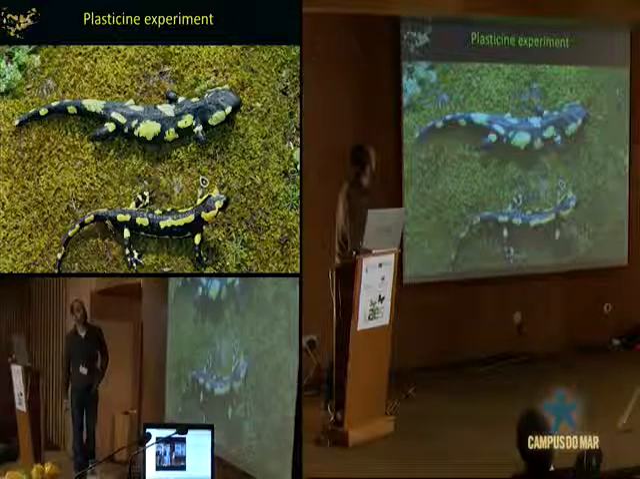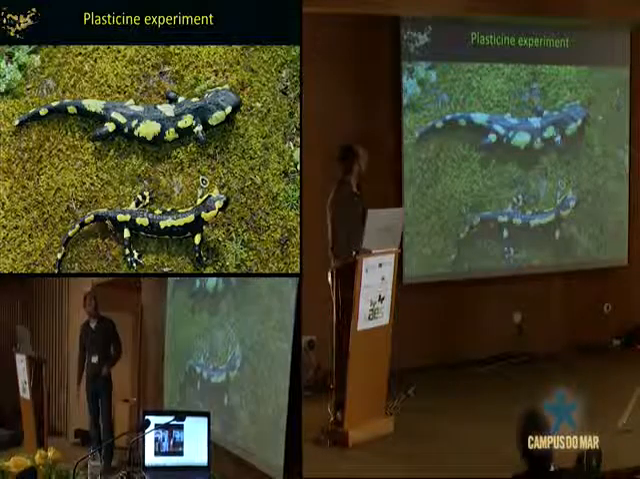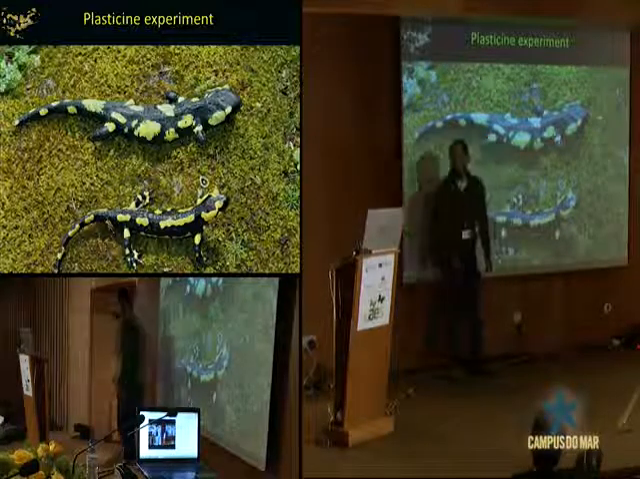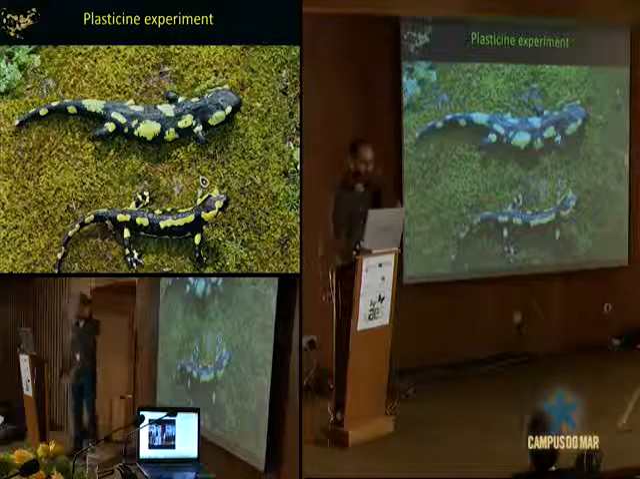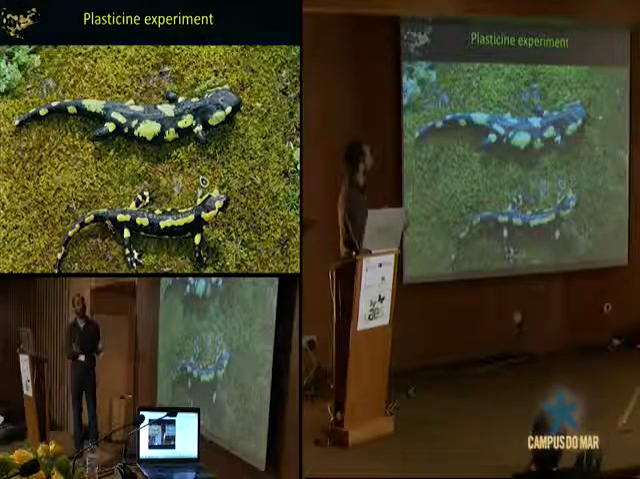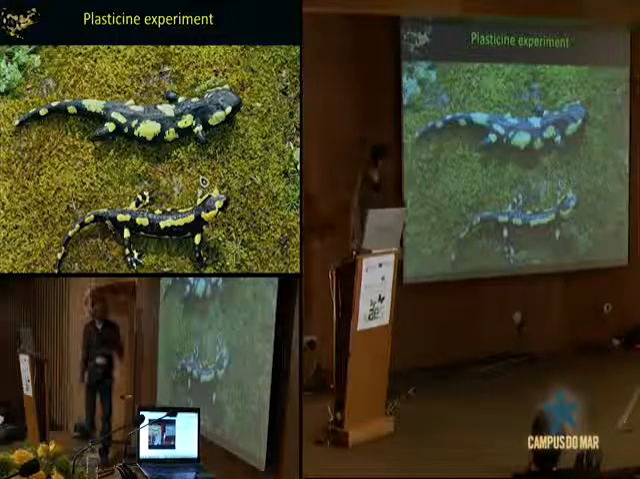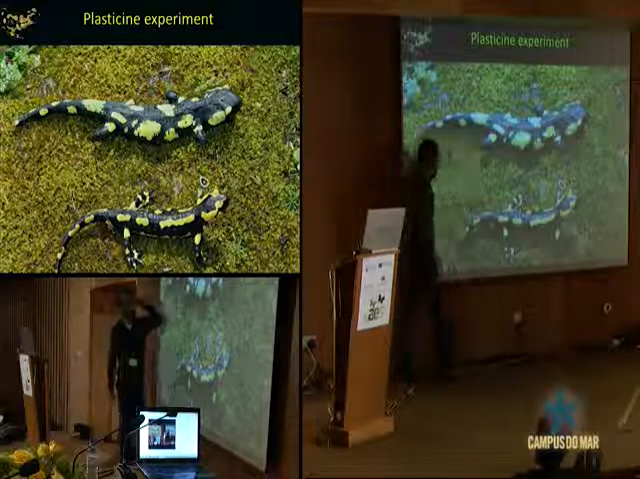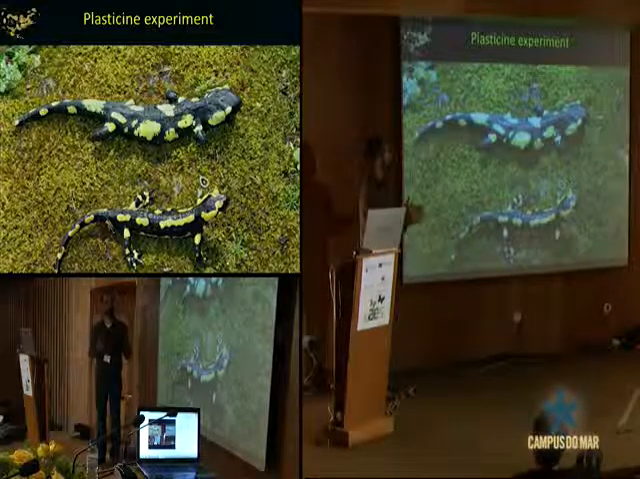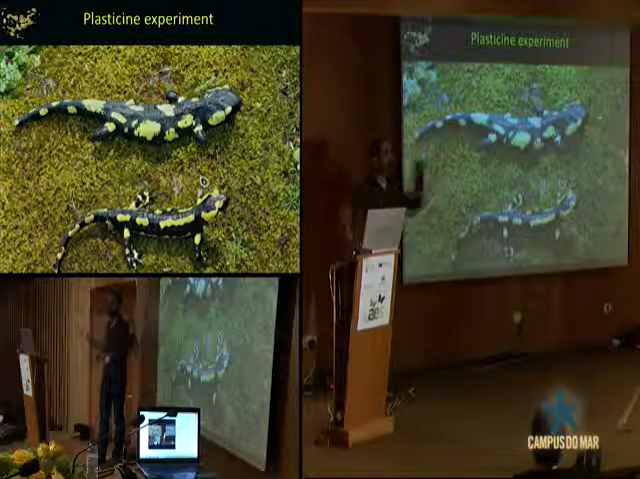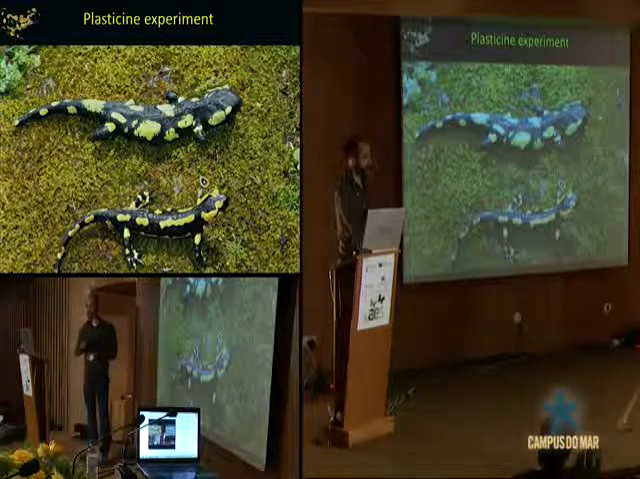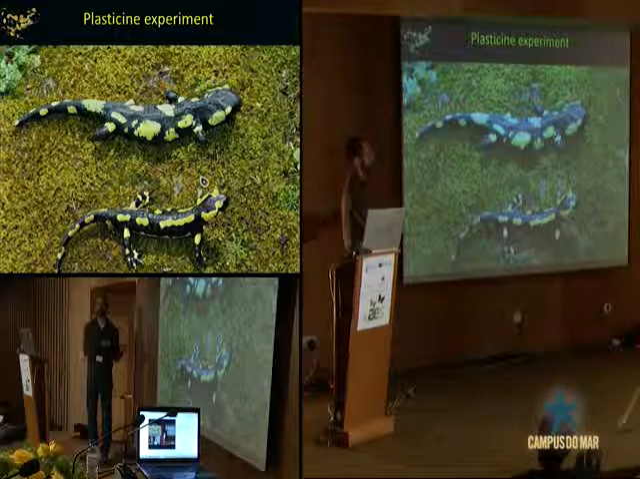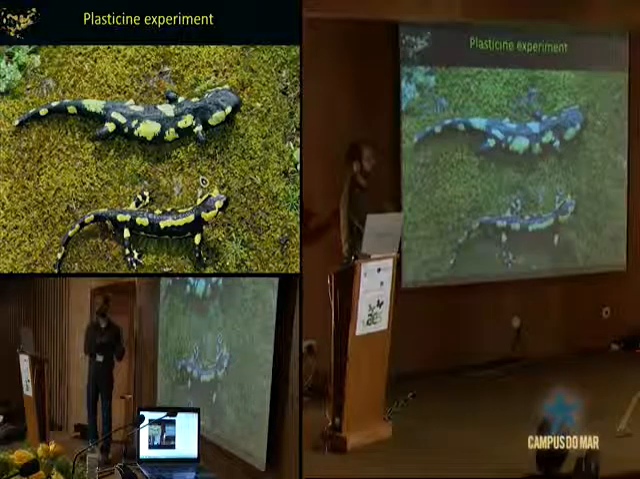So what we did here was an experiment with plasticine models. This is a plasticine model, and this is the living one. It is very cool to work on this system because any attack, by birds, mammals, or whatever, leaves marks that are very easy to recognize afterwards. So I produced 60 of these salamander models and spread them across the island. I checked these models at sunrise and at sunset to see what predators are attacking, but also to see if these predators are diurnal or nocturnal.